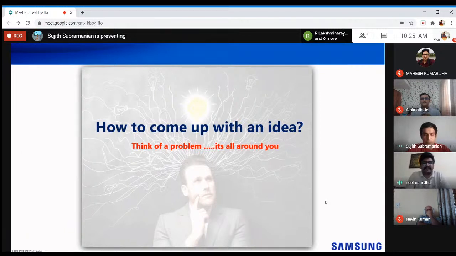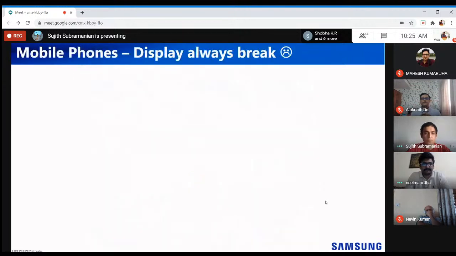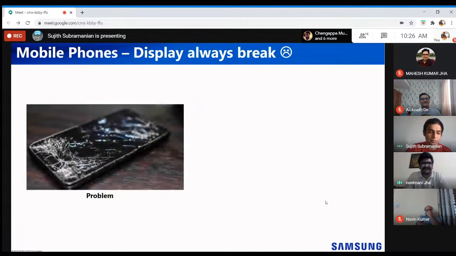So let's check out some of the examples that we have for you. Mobile phone displays. Yeah, we all know that displays tend to break. So how many of you are looking at your phones right now at a shattered display and thinking that, oh, maybe if something could have been done to protect it from getting damaged?